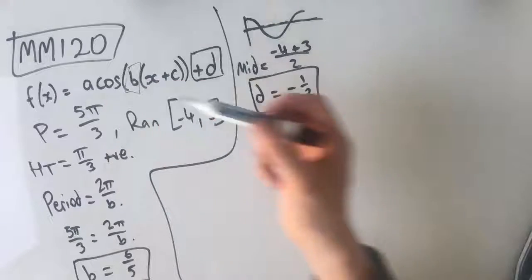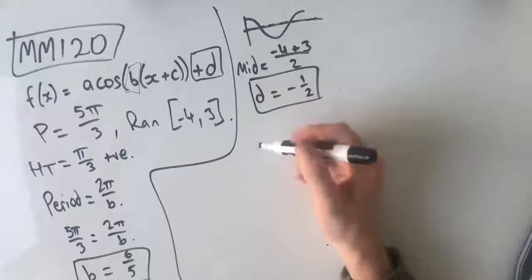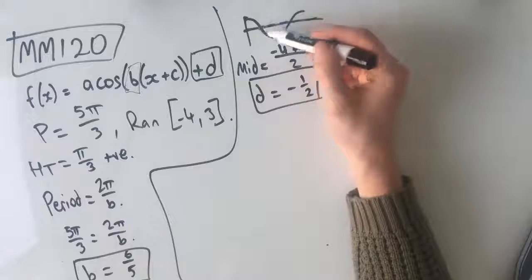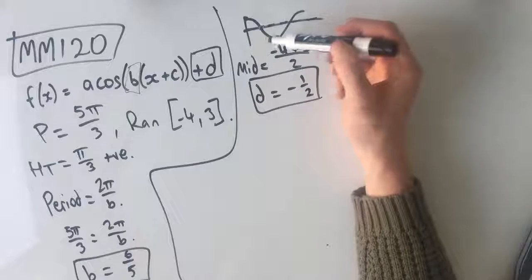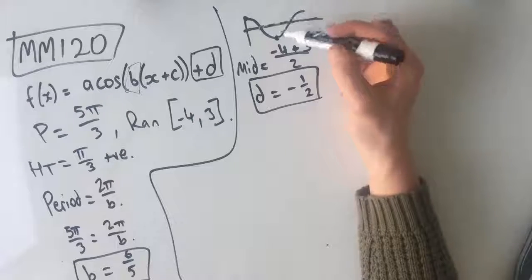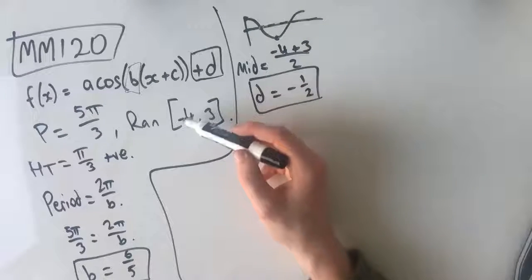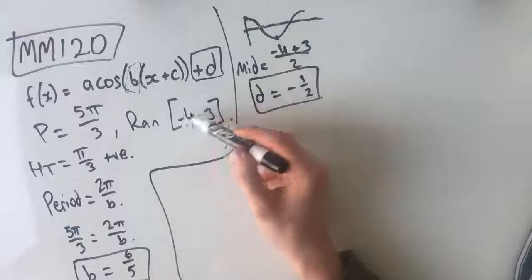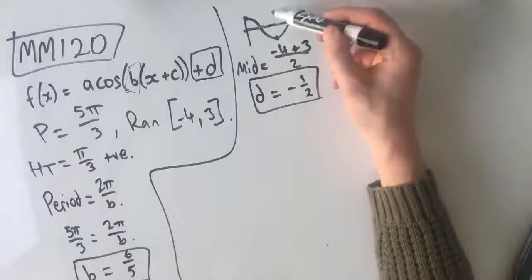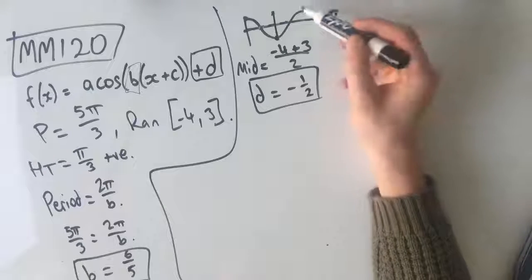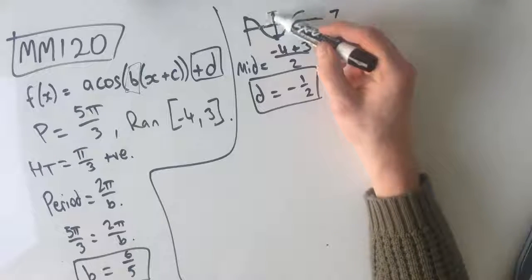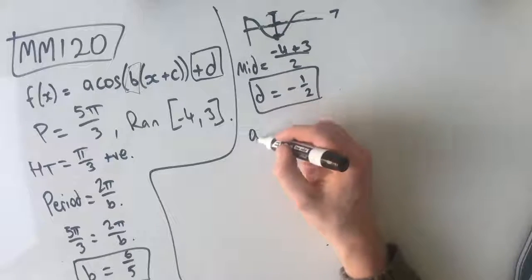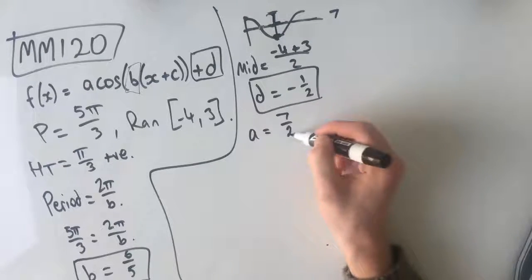Now we want to work out our amplitude. So our amplitude is the distance from the midpoint to the maximum, or the distance from the midpoint to the minimum. It's also the range divided by 2. So our range is -4 to 3, which means from here to here is 7, which means that our amplitude is going to be half that, just one of these, which is 7 on 2, which means that our a value equals 7 on 2.